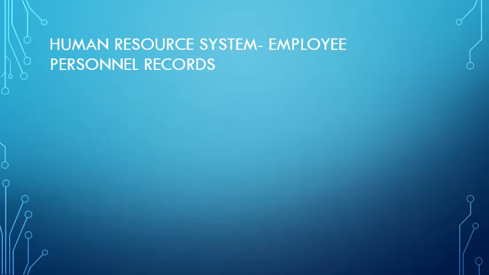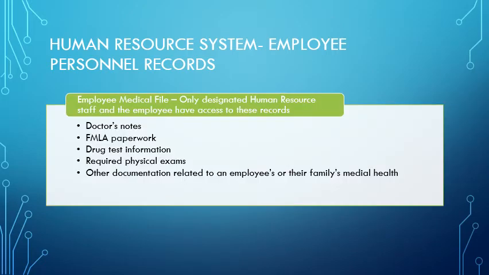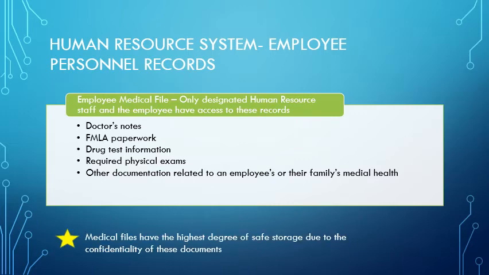The Human Resource System also includes the employee medical file. Only designated Human Resources staff and the employee have access to these records. And these records include information such as doctor's notes, FMLA paperwork, drug test information, required physical exams, and other documentation related to an employee's or their family's medical health. Medical files have the highest degree of safe storage due to the confidentiality of these documents.